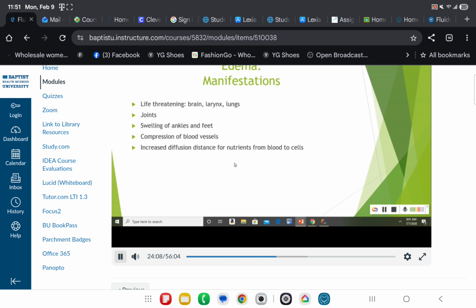So, manifestations of edema. Some manifestations can be life-threatening and some are not. Life-threatening types of edema can be edema that's associated with the brain. You have excessive fluid on the brain, and that's going to interfere with normal brain function. You can have excessive fluid in the lungs that can inhibit the person's ability to exchange gases, to inhale and exhale. Those are just examples of life-threatening forms of edema.